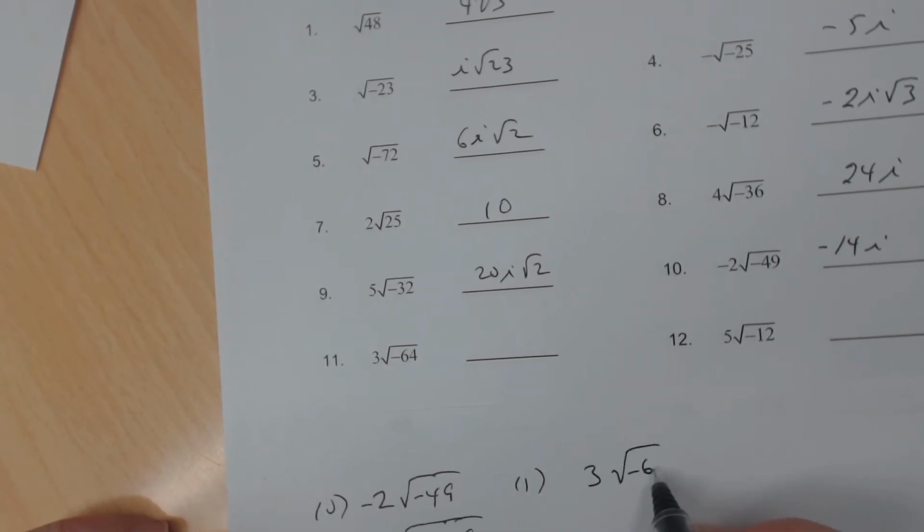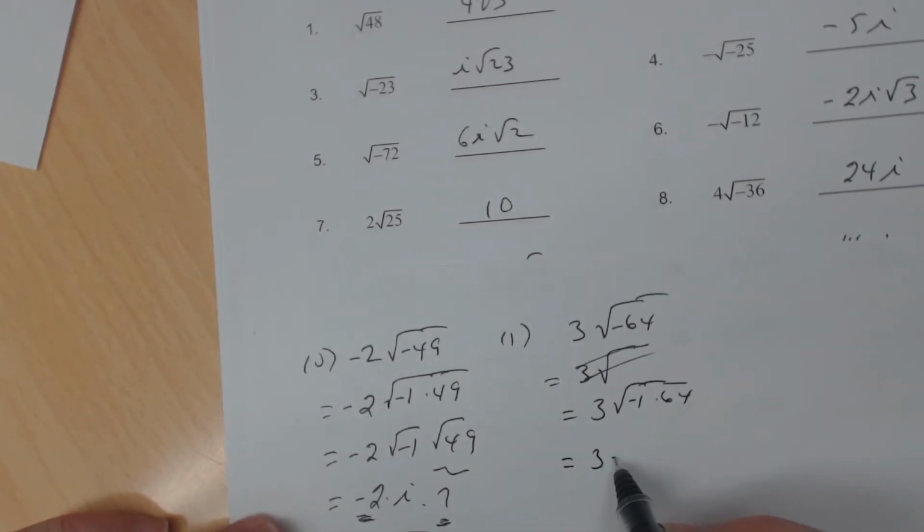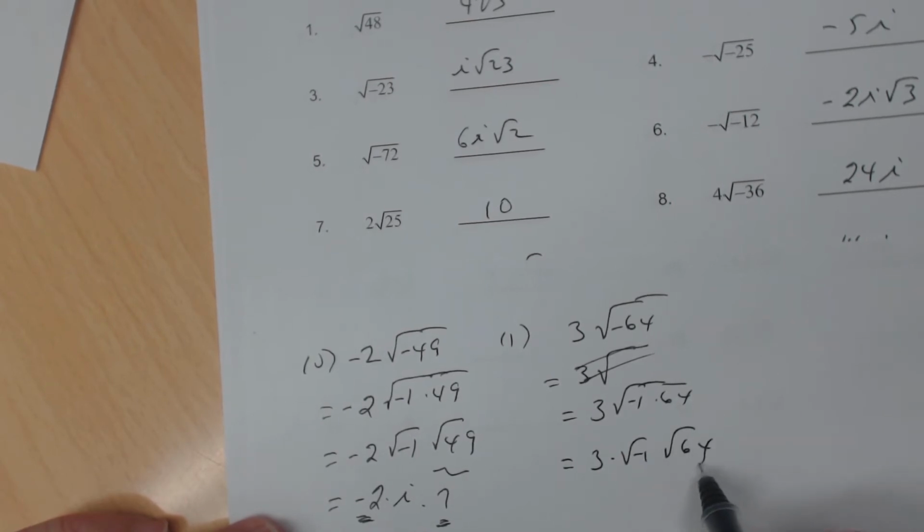3 times the square root of a negative 64. And so that's going to be 3 times this, oops, oh, that's fine, I could have written it like that. So it's 3 times the square root of a negative 1 times 64. So that's 3 times the square root of a negative 1 times the square root of 64, like this. The square root of a negative 1 we know is i, so that's 3i. Square root of 64, 64 is a perfect square. Square root of 64 is 8. So 3 times 8 is 24. So I got 24i. So number 11, the answer is 24i.